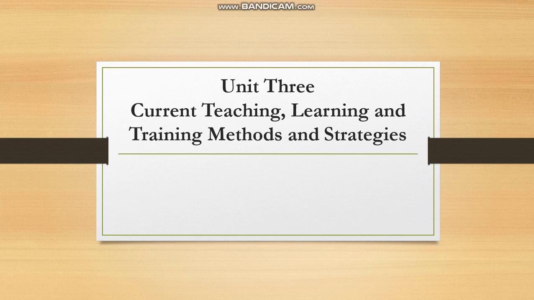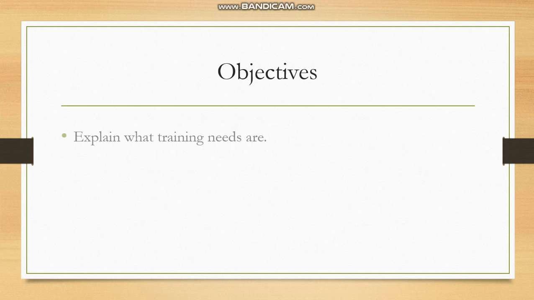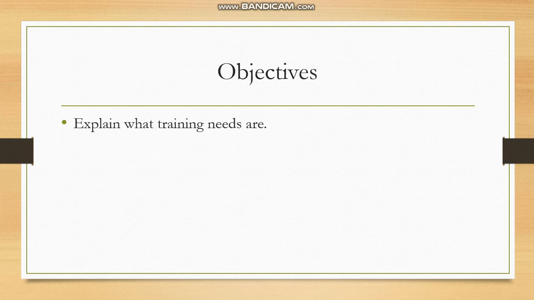Today we are going to be talking about Unit 3, which is current teaching, learning and training methods and strategies. Alright, so let's proceed. First we start with the objectives, and we do have a number of objectives. One of them is to explain what training needs are and provide reasons for assessing training needs.